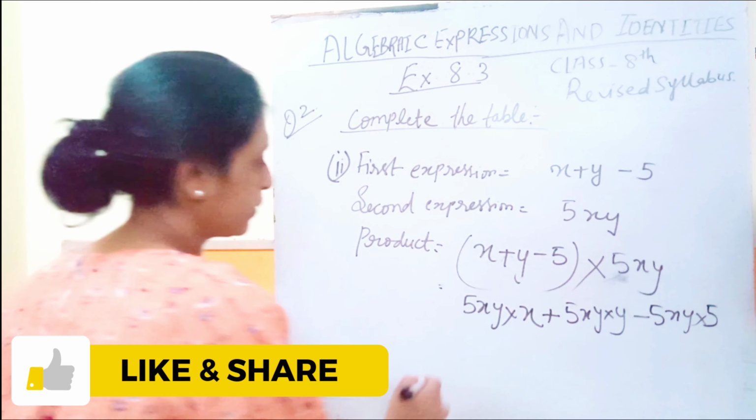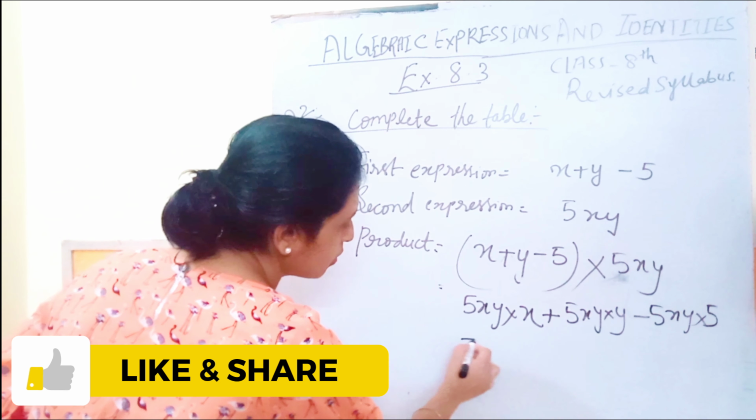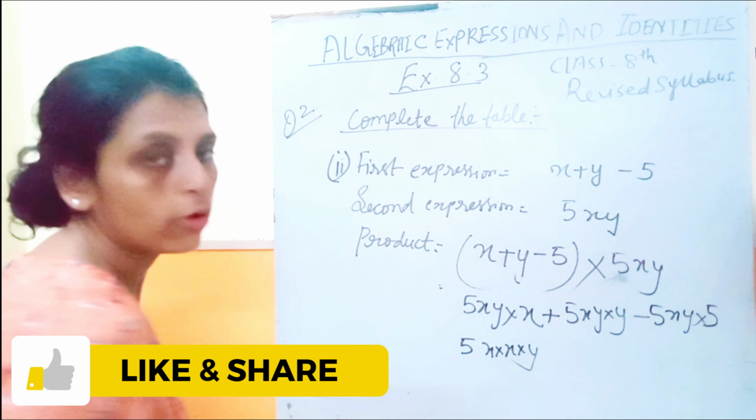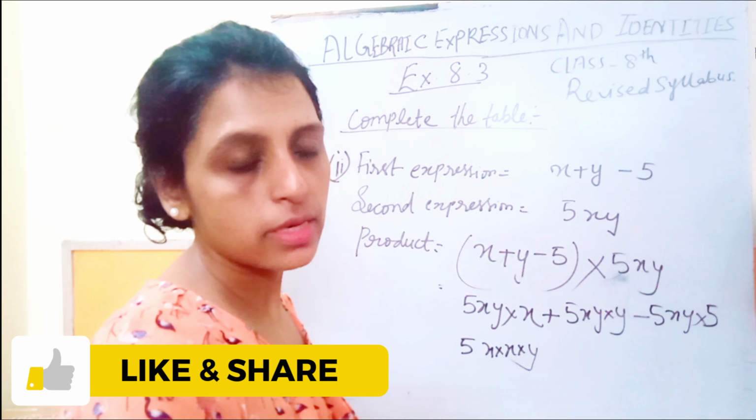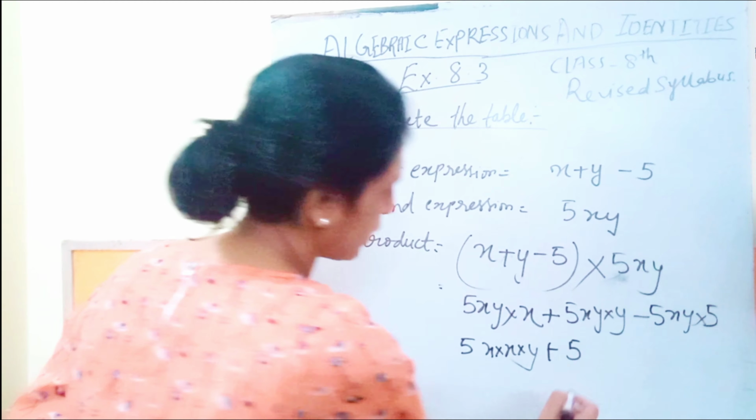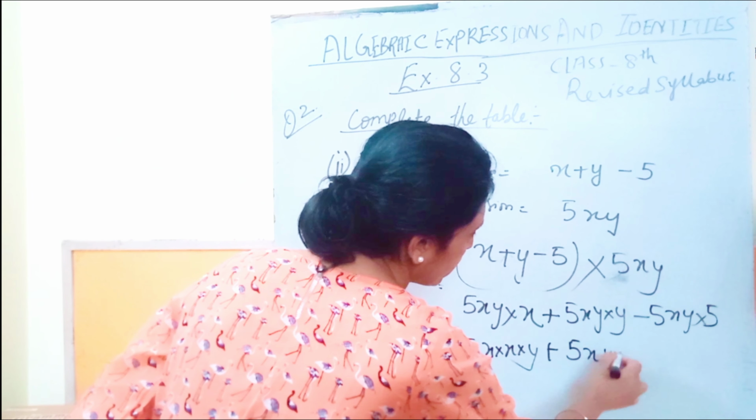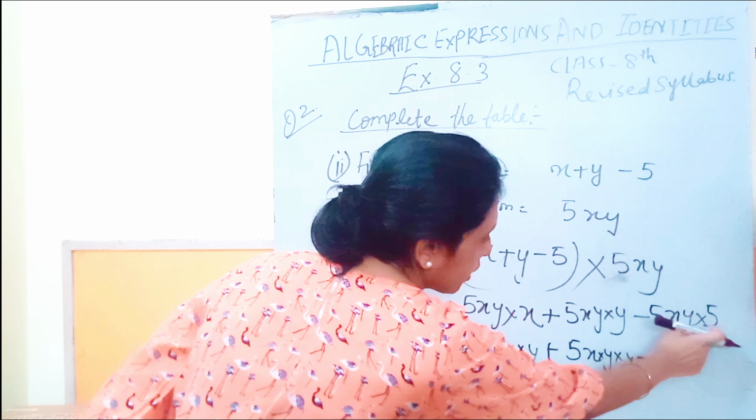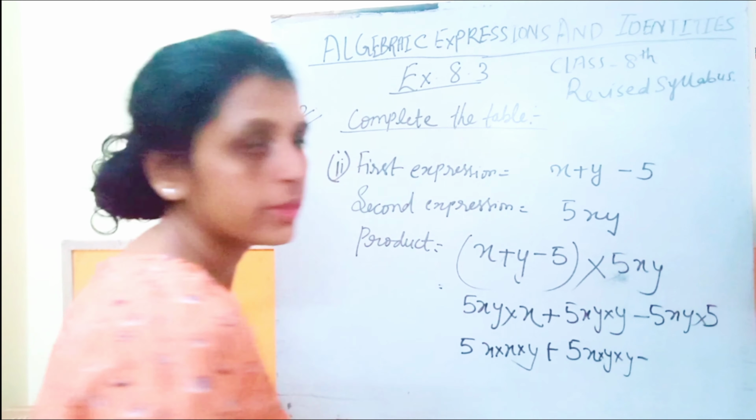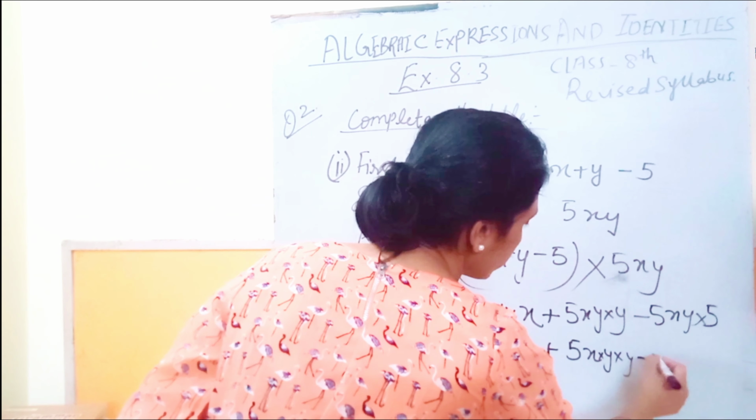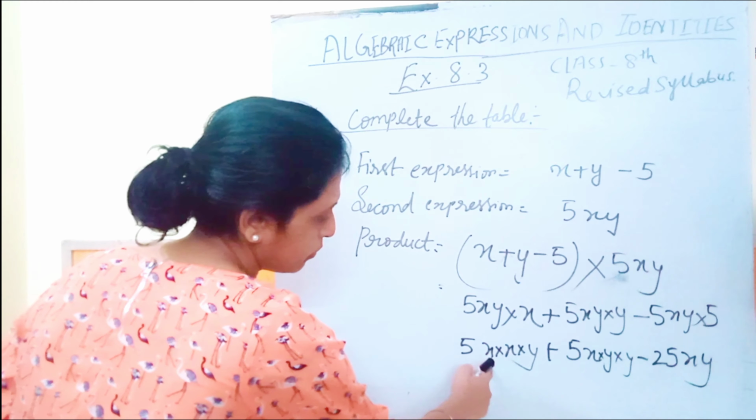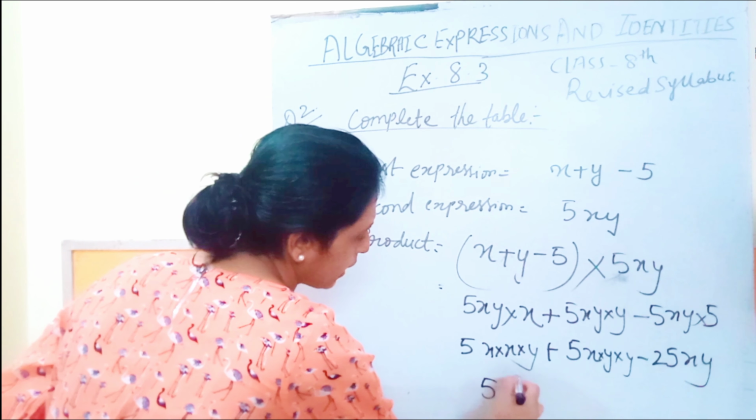Okay, now look here, 5 x into x, they are the same base. So according to the laws of exponents, when multiplication happens and the bases are the same, the powers add. Okay, so write the bases together here. Also y into y. And the constant terms, the numerical constants, are going to be multiplied. So 5 into 5 will be 25xy. Okay, and the x base is the same, the powers will get added, so it will be x square y.